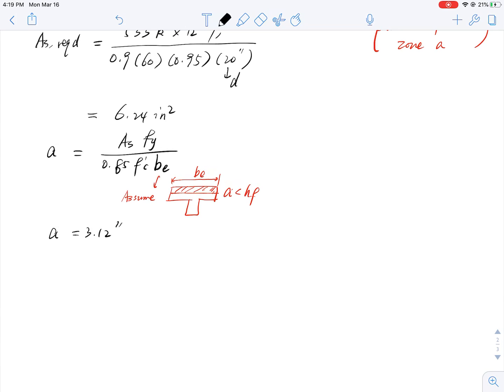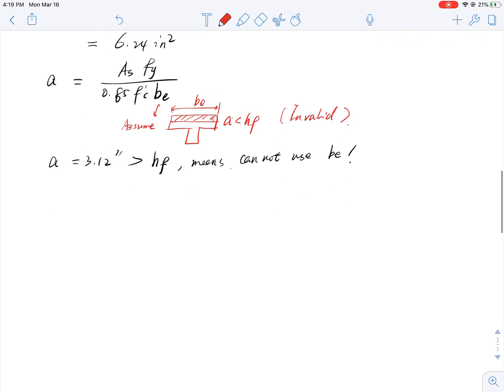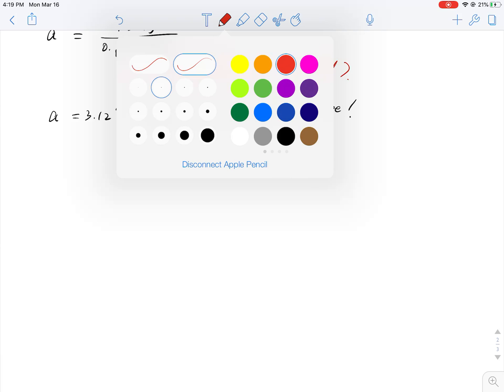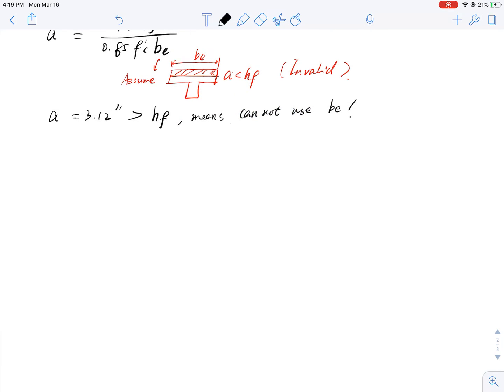All right, so here's a problem. As you can see, this is actually bigger than hf. Bigger than hf. Now, this means we cannot use be. So basically this is invalid. Now with that, we're going to say alternatively, since a is bigger than hf, we need to design as a T-beam.